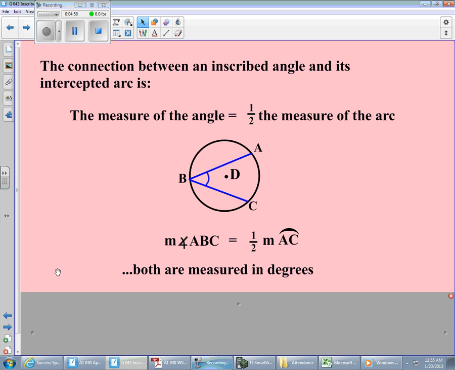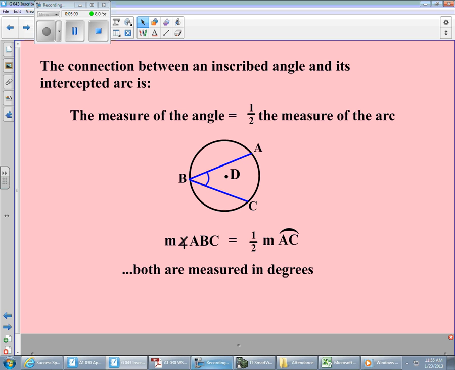And once again, just like yesterday, we are still dealing with our arc measurements in degrees. We will look at some other ways of considering those measurements later on, but for right now, we're measuring in degrees.